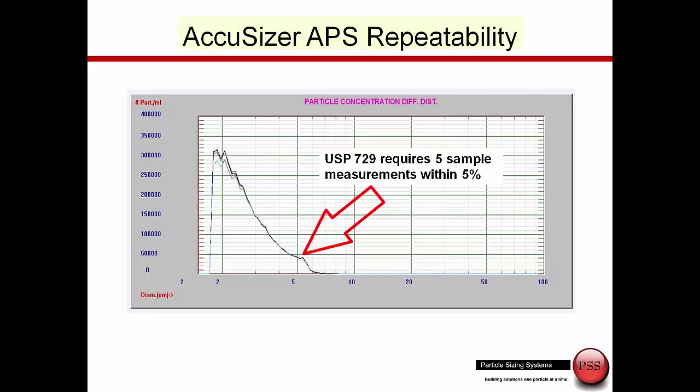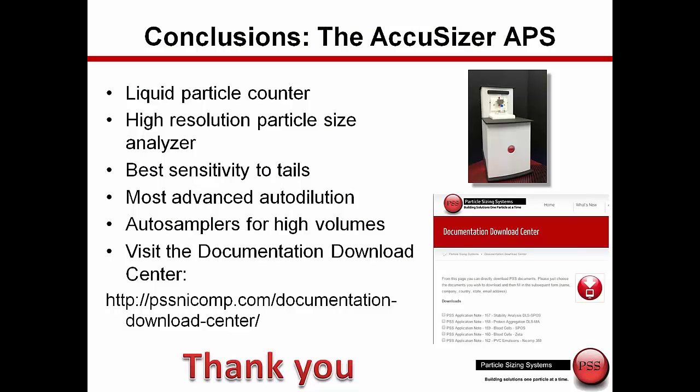So what we have here is a combination of wide dynamic range, high accuracy, high sensitivity, the best sensitivity to be able to detect a few large particles. We actually have other studies documented on our download center which could prove the ability of the AccuSizer to detect these large particles as being more than 600 times more sensitive than a technique of laser diffraction. But that's what I wanted to cover today.